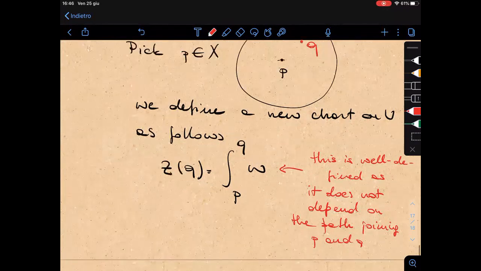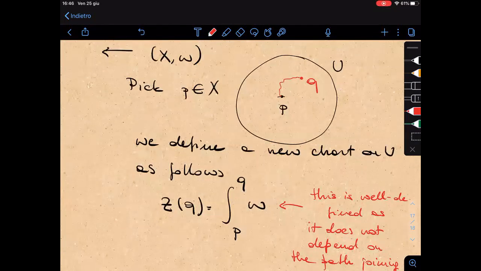What do I mean? I mean that we can integrate omega along this path. So the red path can integrate along the green one. But since this area here is simply connected, they are homotopic, and the integrals agree. So integrating along, say, this gamma 1 or this gamma 2, they give you exactly the same value.